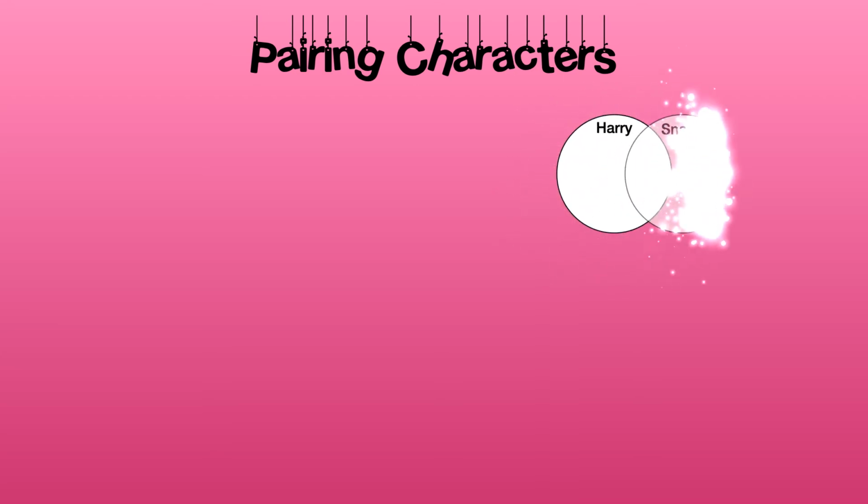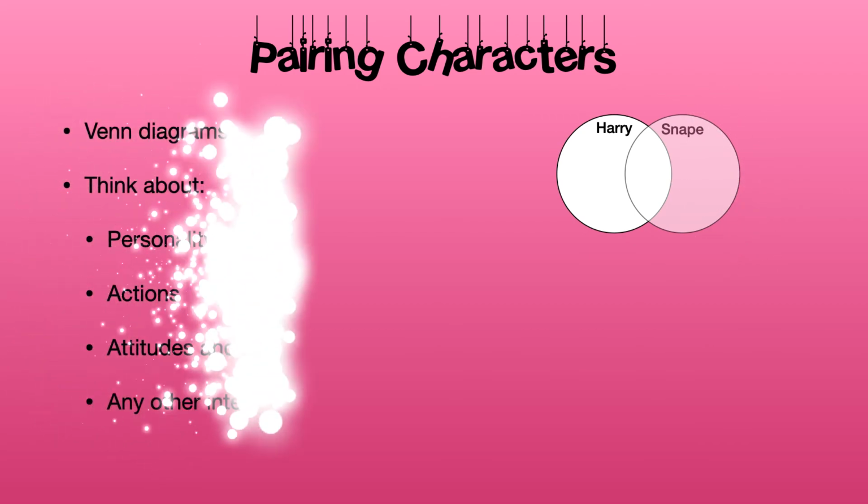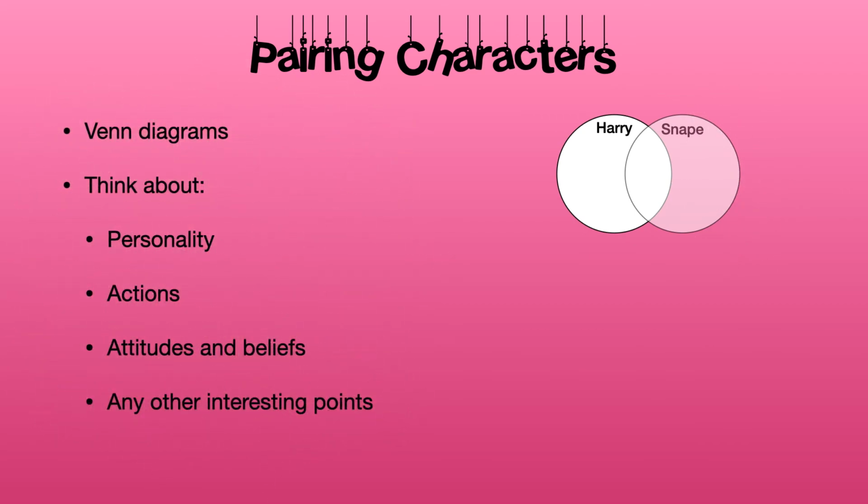The second task is to look at comparing characters. And so we are going to use Venn diagrams to do that. So if you think about a Venn diagram, you have 2 circles, but they overlap. And here I've just used an example of Harry and Snape from Harry Potter. On the outside circles that are just with their name, you would write down the things that they have that they don't share with the other person. But in the middle bit, that's the overlapping bit, that's where you write down the things that they actually do have in common.